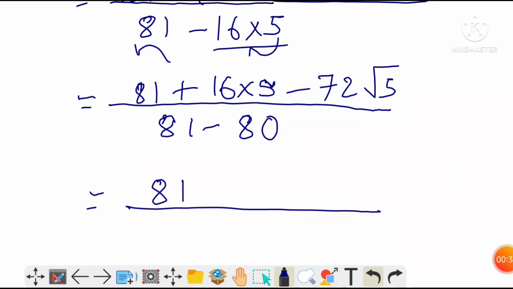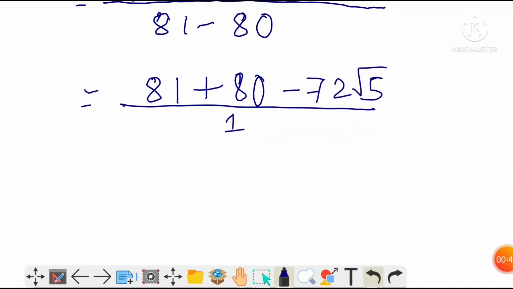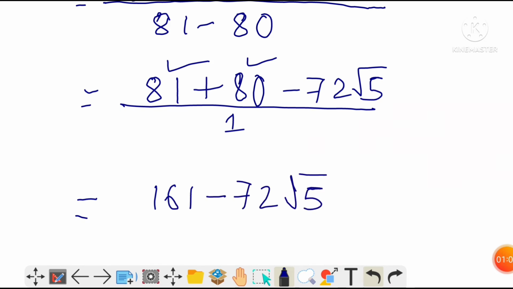In the numerator we'll have 81 plus 16 into 5, 5 6's are 30, 5 ones are 5, 80, minus 72 root 5. In the denominator we'll have 1. Now, by adding 81 plus 80 we'll get 161, 161 minus 72 root 5. Now this is our final answer.